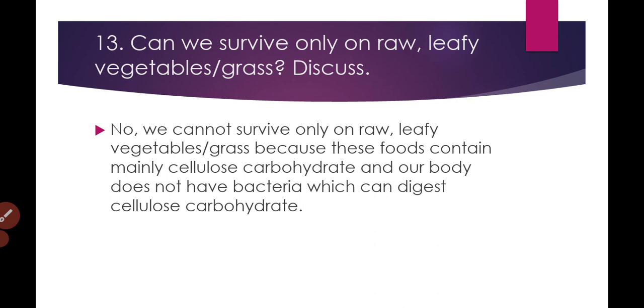Okay, why can it not be digested by human beings? Because in our stomach we do not have the certain type of bacteria which can digest cellulose. These bacteria are present only in the rumen of ruminants, basically the grass eating animals like cows and deer. In the rumen of these animals, certain bacteria are present which can digest cellulose. This cannot be digested by human beings. That is why we cannot survive only by eating raw leafy vegetables or grass.